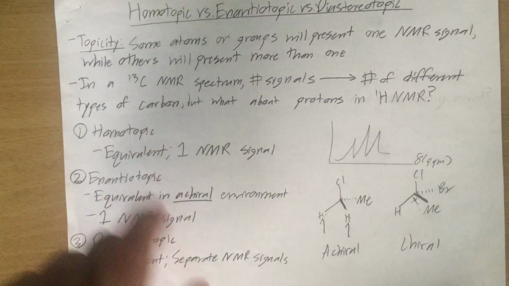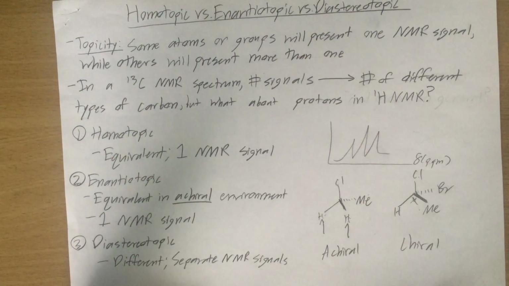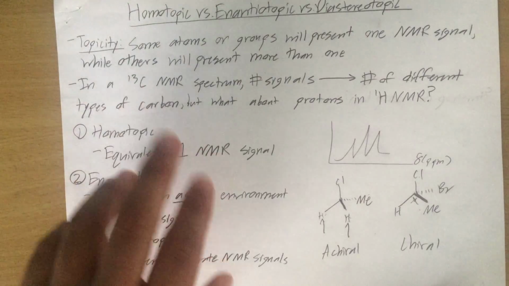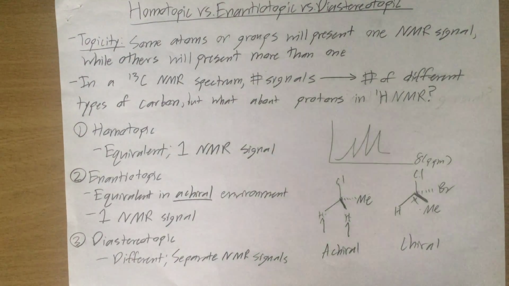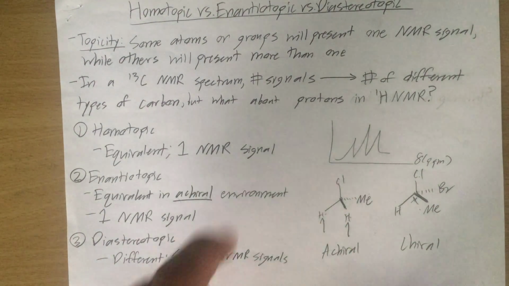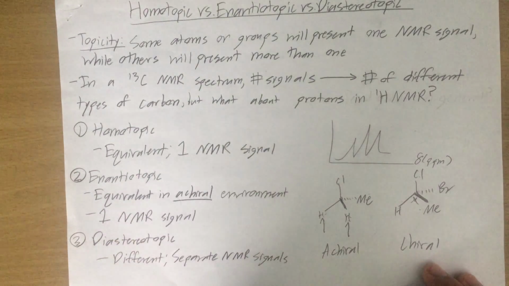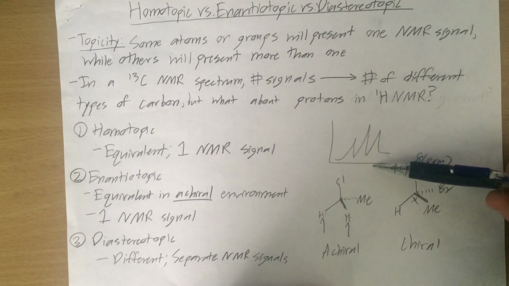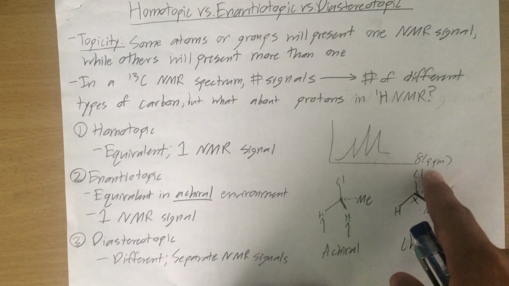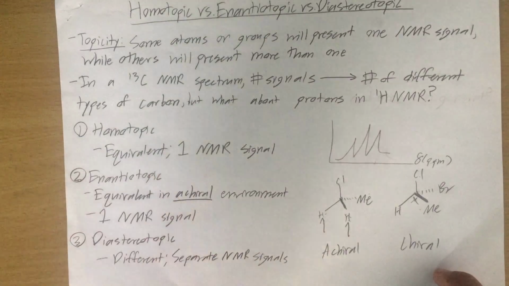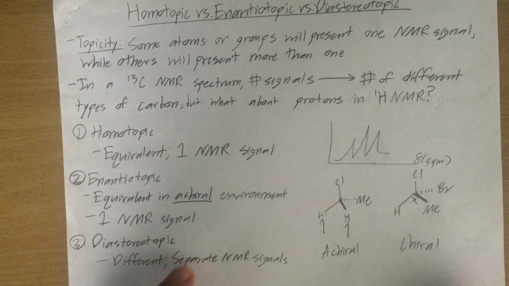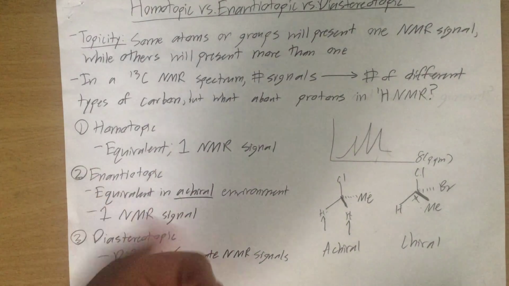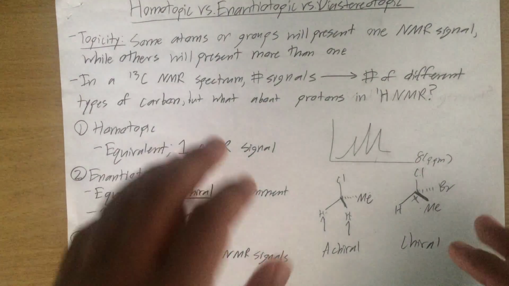Okay? So homotopic. In this case, we're going to be looking at two hydrogen atoms because that's what you use for proton NMR. Two hydrogen atoms that are homotopic are in the same or equivalent chemical environment, and as a result, they display one NMR peak, at the same chemical shift, in units of parts per million. However, two enantiotopic hydrogen atoms are equivalent but only in an achiral environment, but they still present only one NMR signal or one NMR peak.